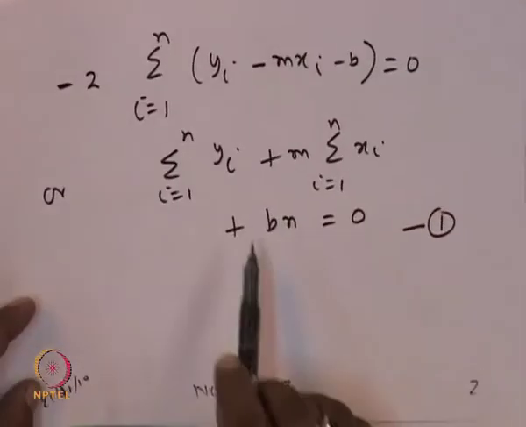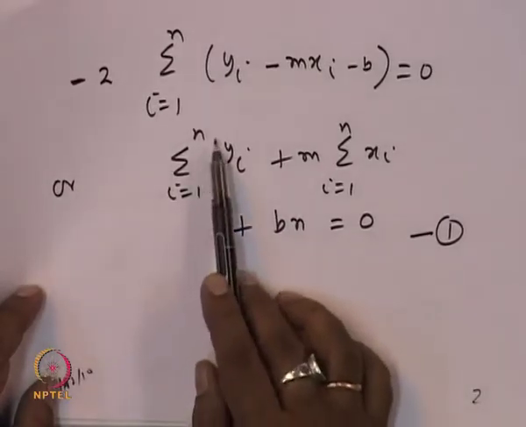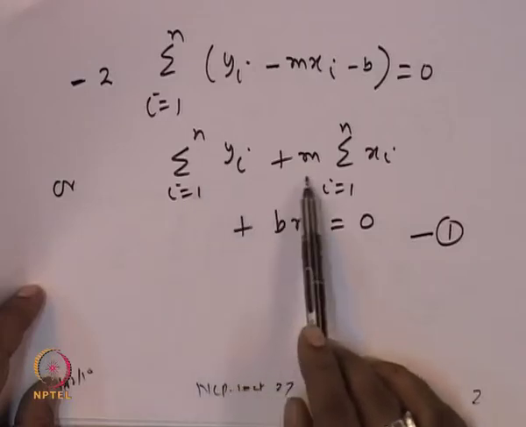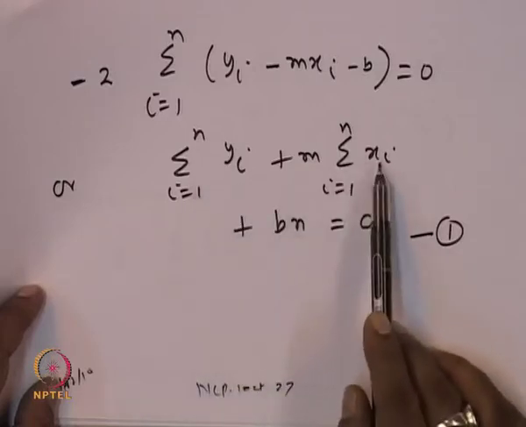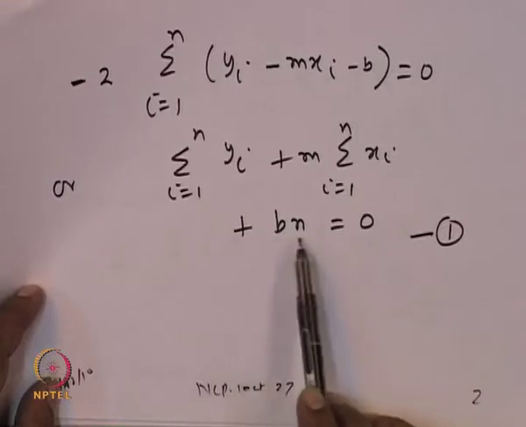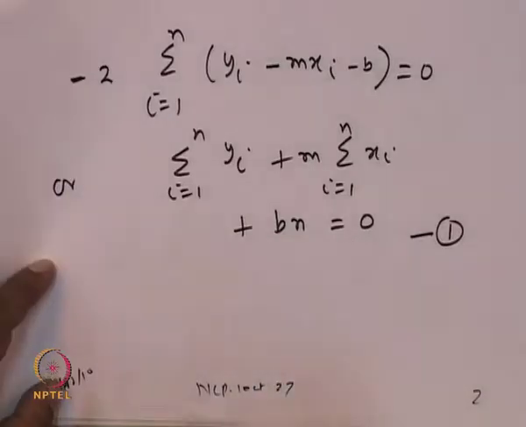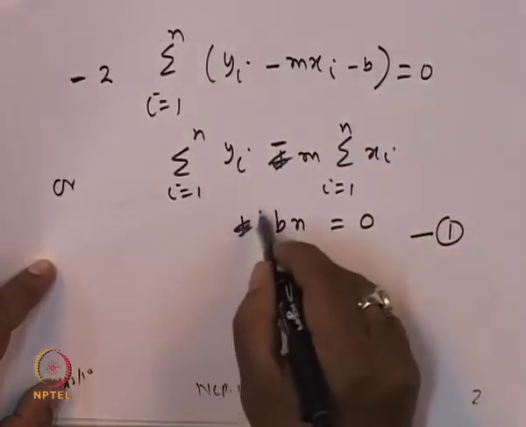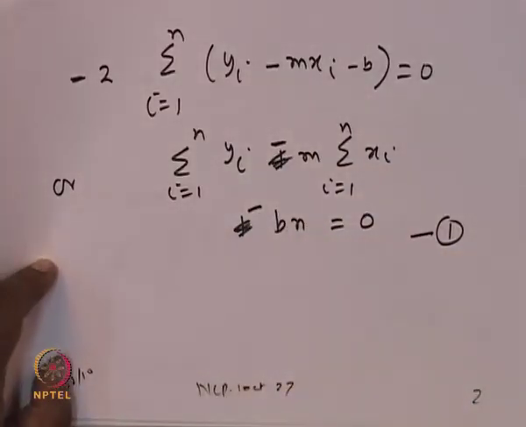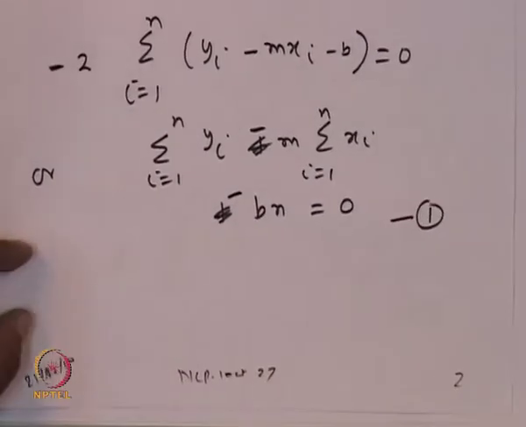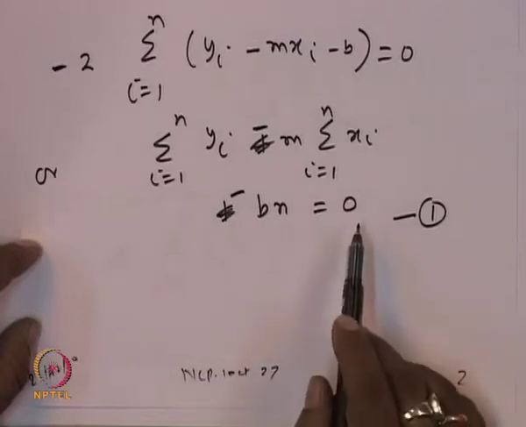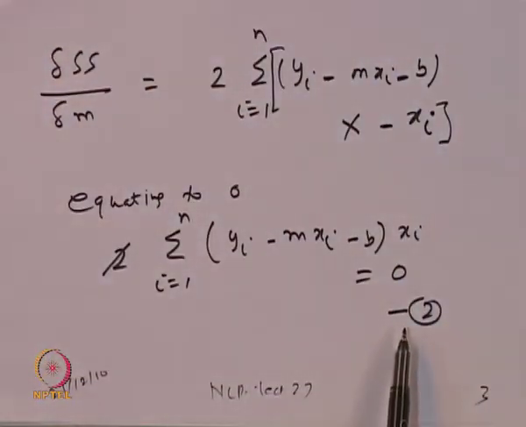So, equation 1 was this: sigma i equal to 1 to n y_i plus m sigma i equal to 1 to n x_i plus b n equal to 0. Actually, this will be minus, this will also be minus, this will be minus. Okay. So, this is what it comes out to be as equation 1, and equation 2 is this.